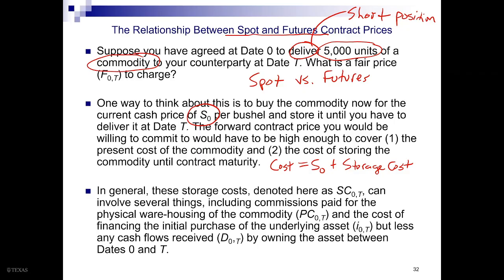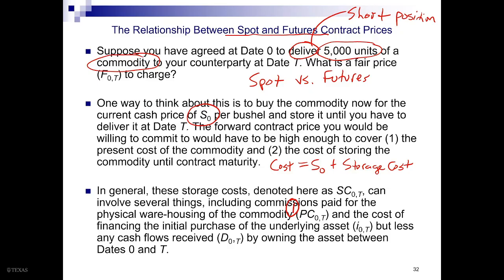There are 3. Let me see if I can highlight them in the text here. The first would be, there could be physical storage costs. As you imagine in this example in particular, if I buy the corn, 5,000 bushels of it, I would actually have to put it in a warehouse or a silo to store it. So there would be physical inventory costs.